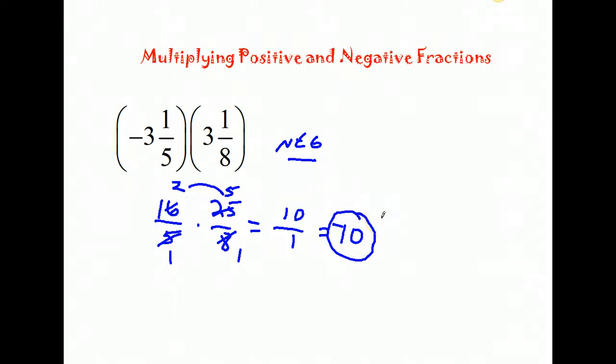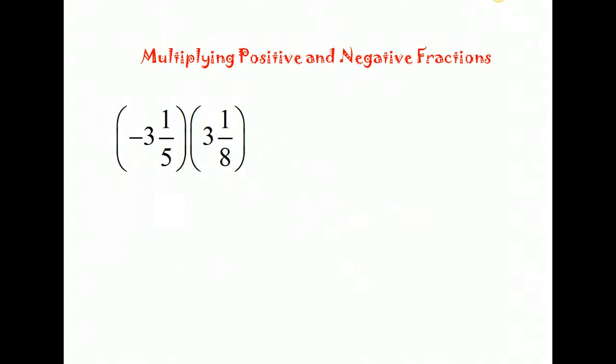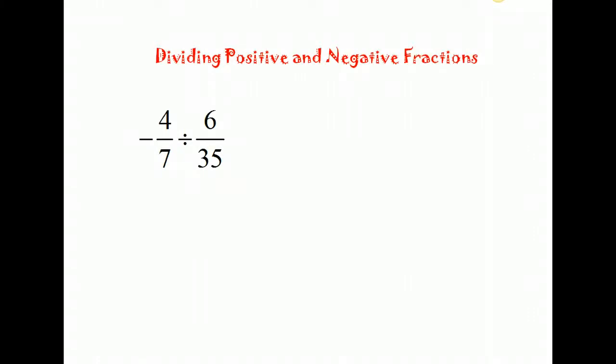So that's multiplying positive and negative fractions. Now we have dividing positive and negative fractions. Same thing as before. We want to start off with our integer rules. We have a negative and a positive, so we know right away it's going to be negative. Dividing, we use same, change, change.